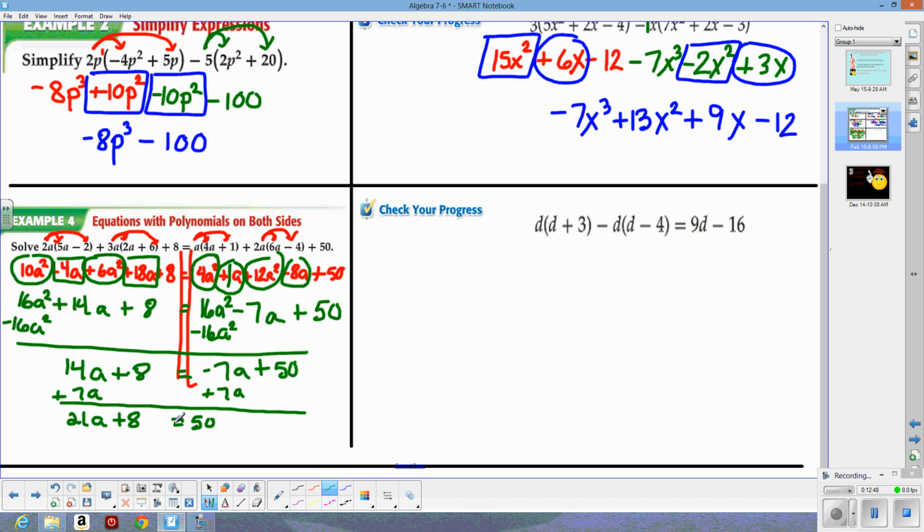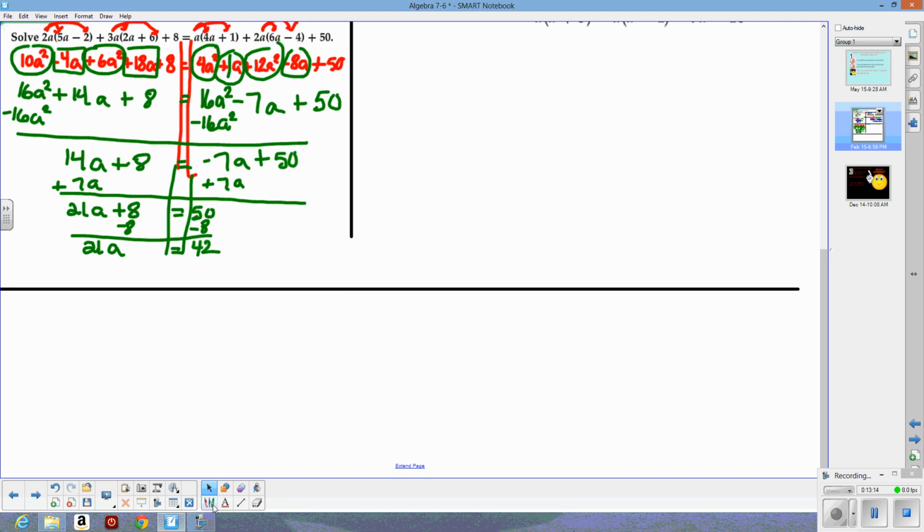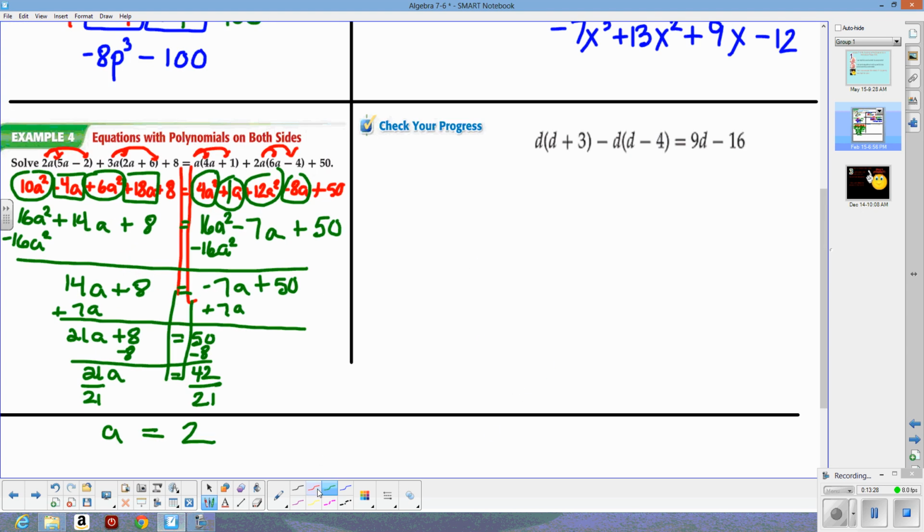And now we're going to want to subtract 8 from both sides. 21a equals 42. And I need even more room. Now we divide both sides by 21. We end up with a equals 2. You may want to pause the video and try the last example on your own.